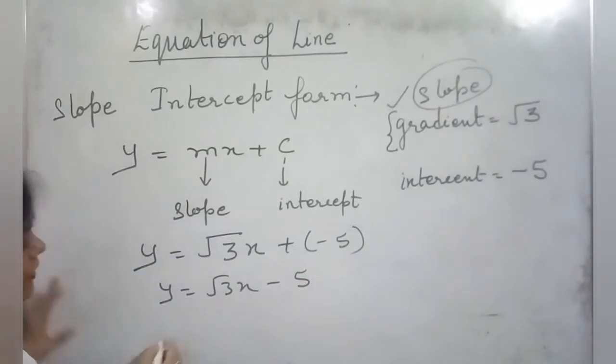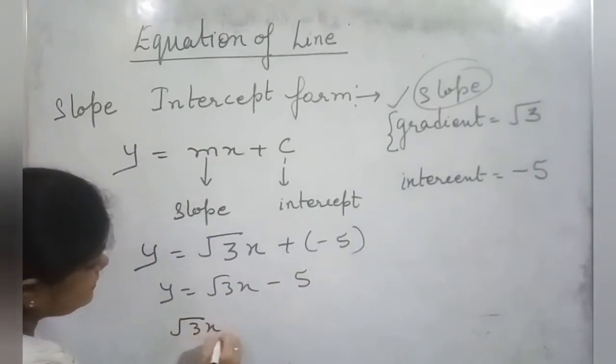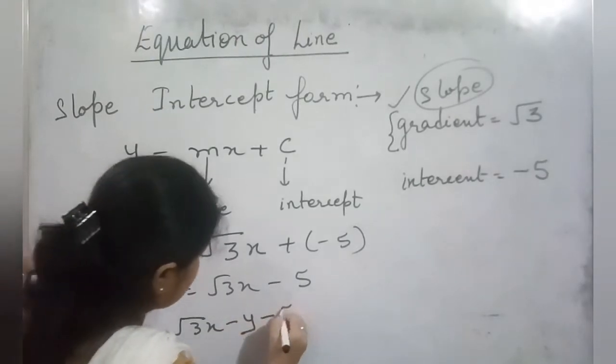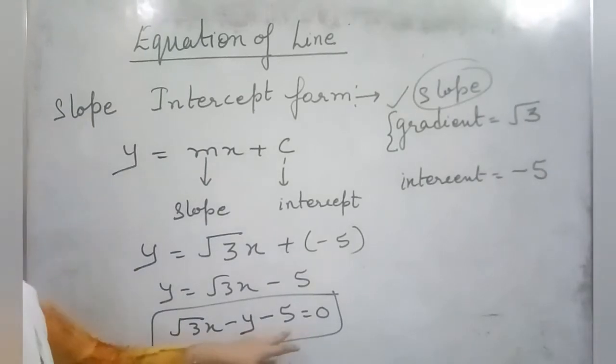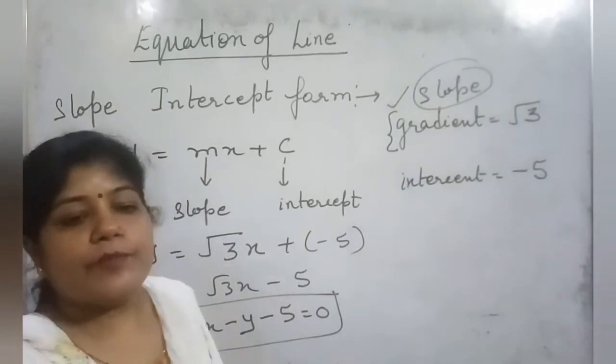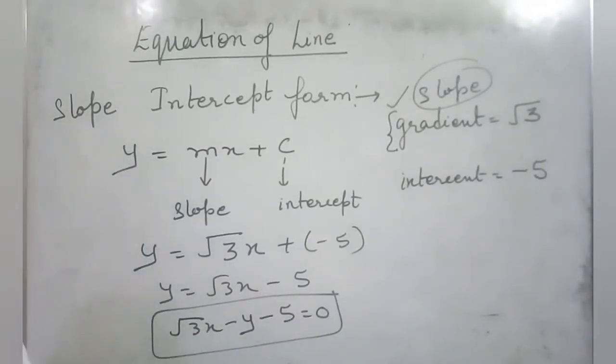Write it in the proper way. We have root 3 x minus y minus 5 is equal to 0. Write x, y and the constant value in this way. This is the proper way of writing the equation of line.